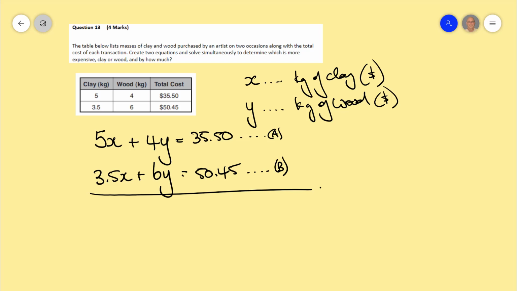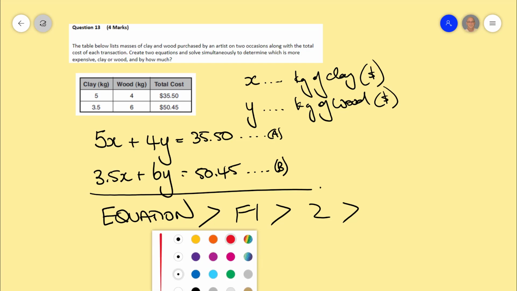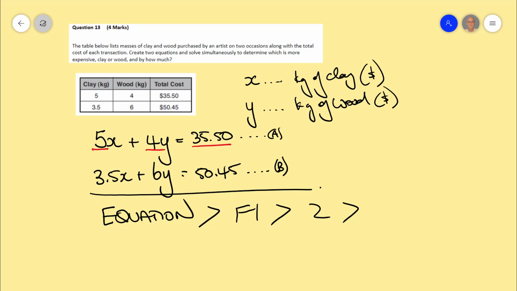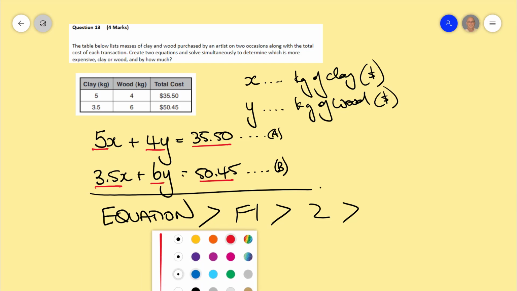Now, it's at this point you need to stop what you're doing and think about what paper you're involved in. You're involved in the tech assisted paper. So we should automatically go to the equation solve, equation on our main menu, select simultaneous, select 2 unknowns, and then type in the coefficients. We would type in to our graphics calculator the 5, the 4, the $35.50, 3.5, 6, boom. It's so tailor-made for us to work on our graphics calculator. We don't have to change anything.